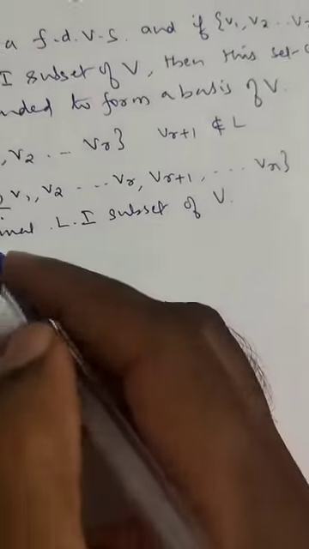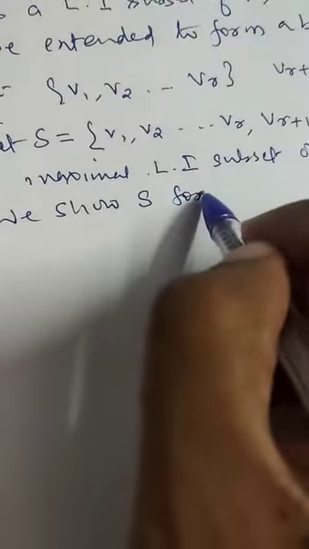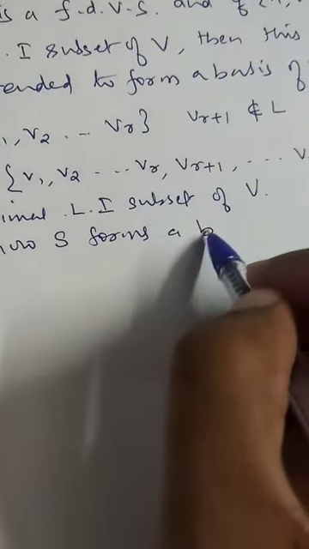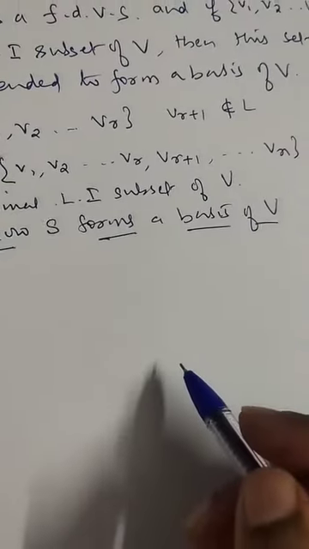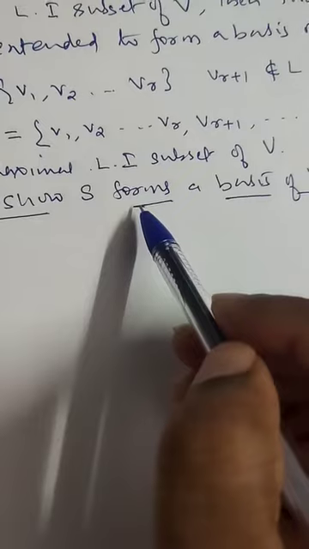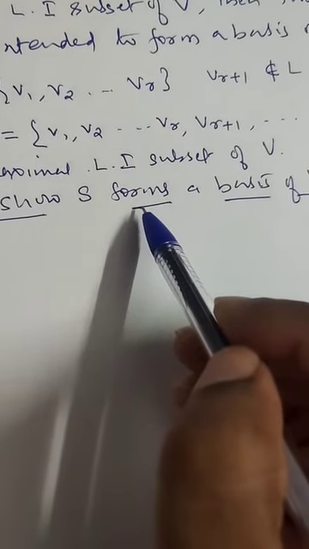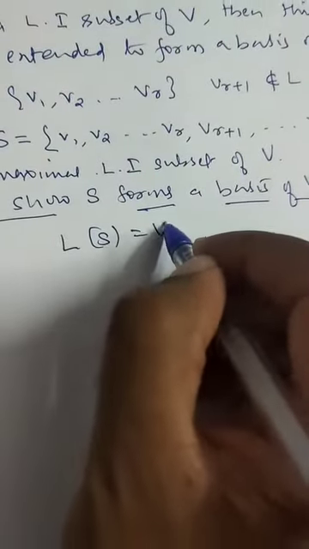Now we show this forms a basis. We show S forms a basis of V. As this set is already linearly independent, it is enough to show that this set S spans V, that is, L of S is equal to V. If you show L of S is equal to V, then the proof is finished.